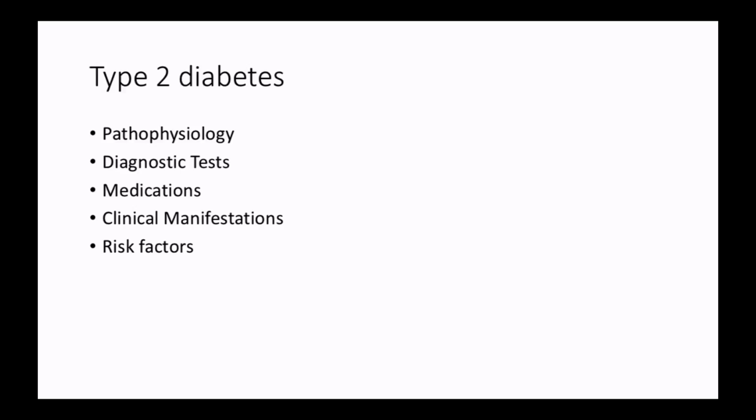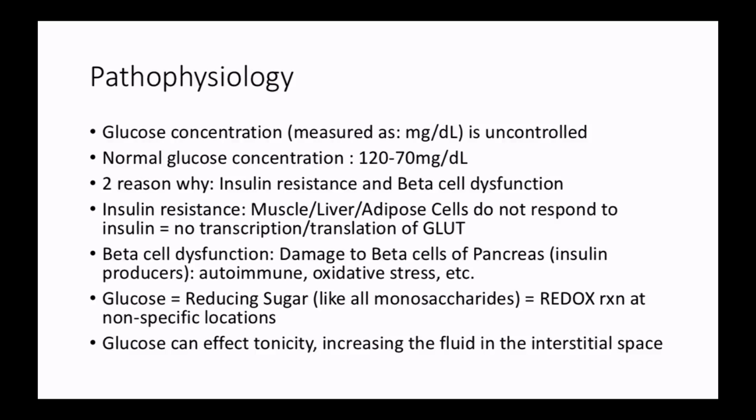So for type 2 diabetes, I'm going to be mentioning the pathophysiology, the diagnostic tests, the medications, the clinical manifestations, and then lastly the risk factors. For multiple reasons, the blood glucose concentration tends to be uncontrolled. And the ultimate problem with this is that it usually tends to be a form of chronic hyperglycemia.